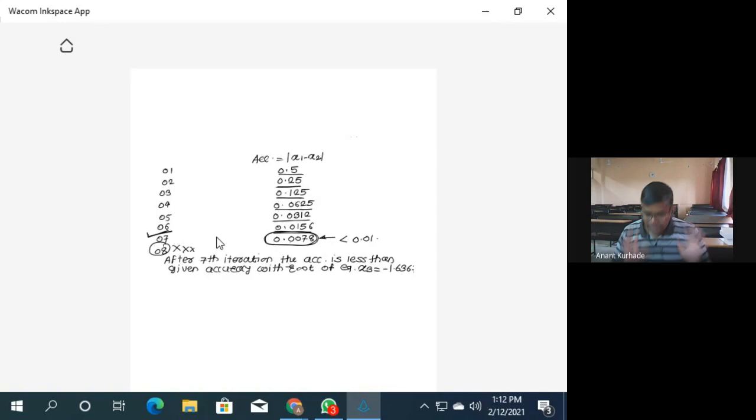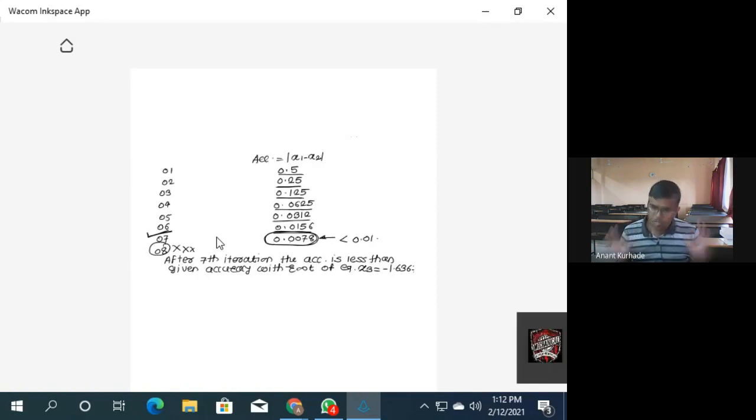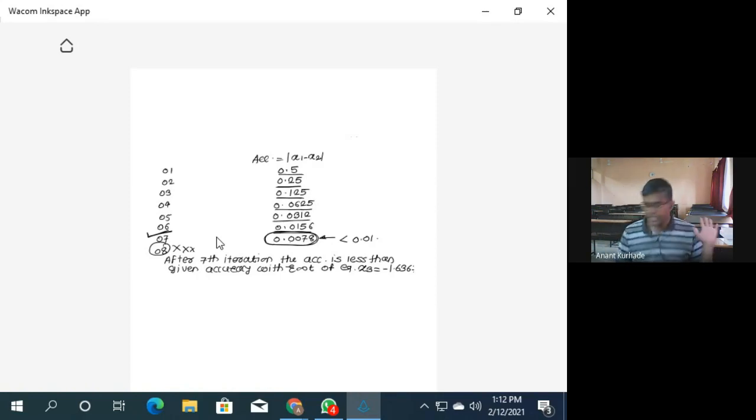Is it simple? If you have a problem with accuracy, then how many iterations you have to perform depends upon the value of accuracy, and you have to compare at each iteration. You have to compare this calculated accuracy with the given accuracy, and once you find the calculated accuracy is less than or equal to the given accuracy, then you can stop there. No need to do further iterations.